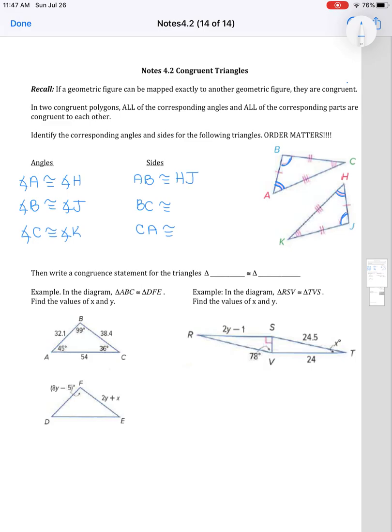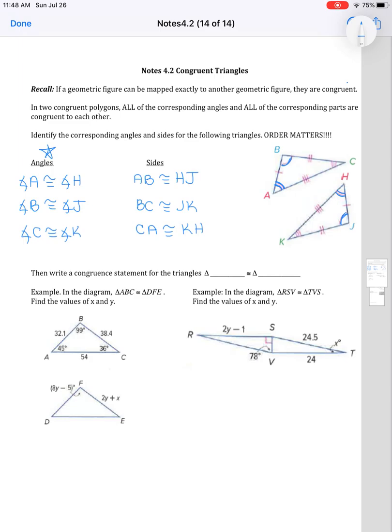Now we do the same for sides. So I'm going to do the triangle on top first. I have AB. If I work my way around the figure, I have BC, and I have CA. Those are my 3 sides. So now I want to make sure that I'm maintaining consistency. So going from A to B needs to match. Well, A matches with H, and B matches with J. So it should be HJ. AB is congruent to HJ.